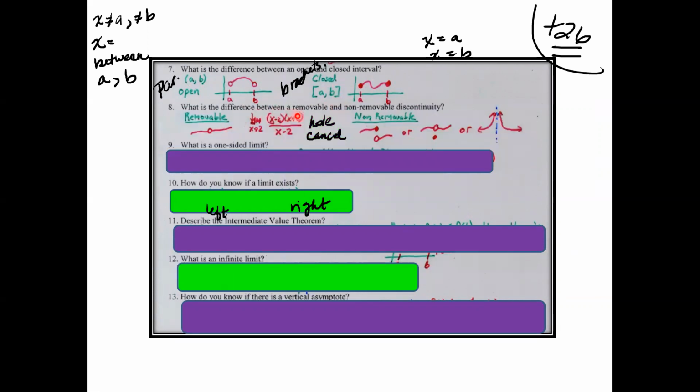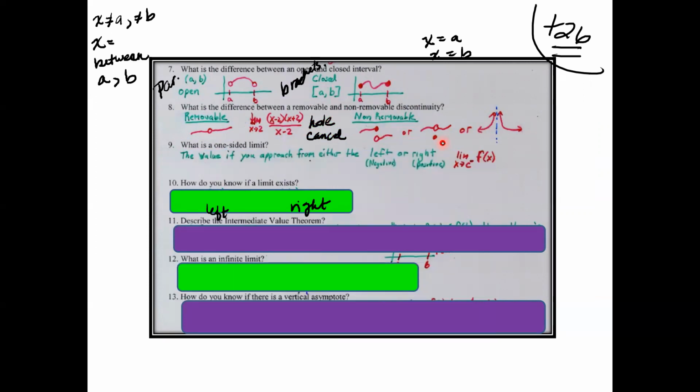What is the difference between a removable and non-removable discontinuity? This is a removable discontinuity, and this is a non-removable discontinuity. One-sided limit is just as x approaches a number from the left side, or it could be from the right side.